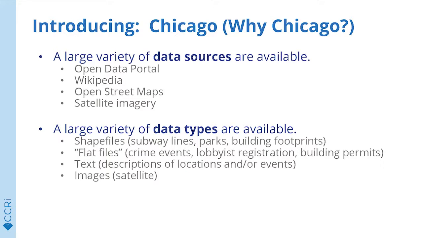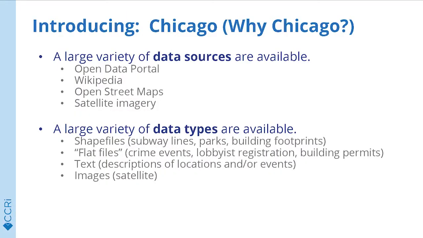I used Chicago because Chicago has lots of different ways to get data. I don't know if anyone knows about it, but there's a data portal for Chicago, and you can get just about anything you want for the city of Chicago. Wikipedia has lots of geotagged articles for Chicago. You can get OpenStreetMap data, which you can get for most places in the country, and satellite imagery was easy to get. But for all of those things, there are lots of different data types.